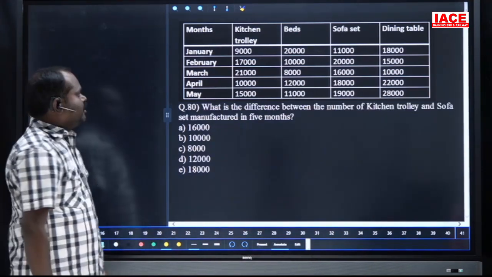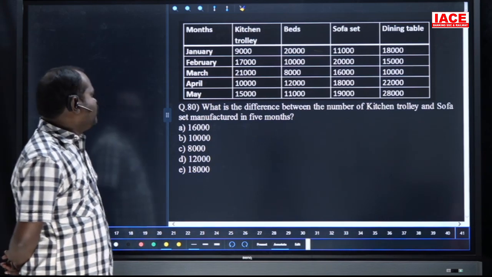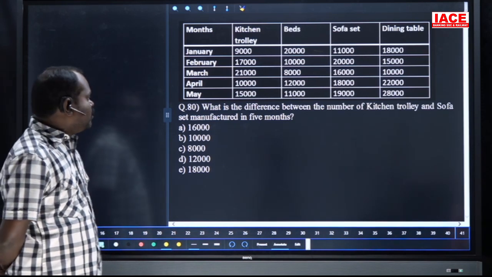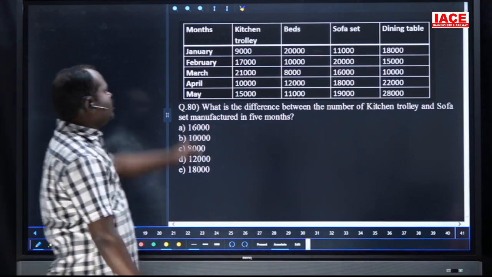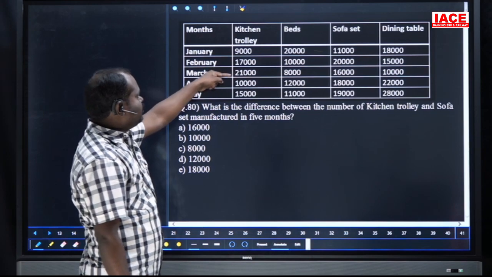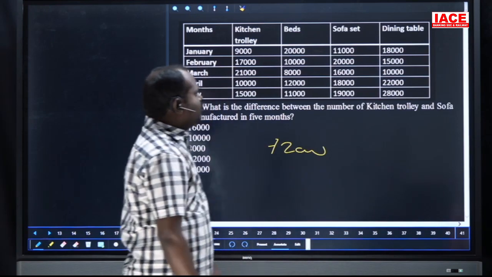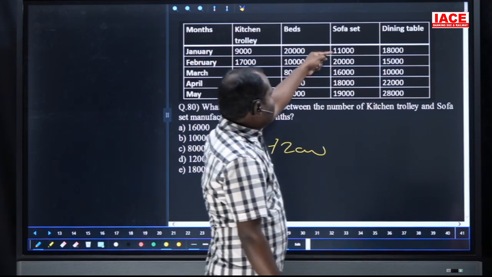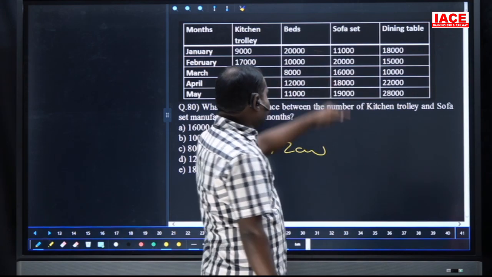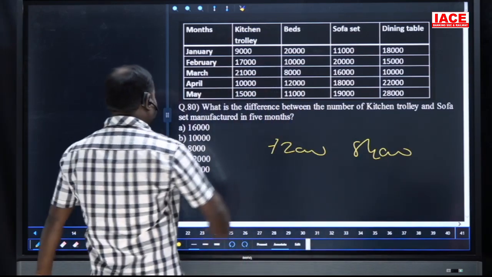Next, 80. What is the difference between the number of kitchen trolley and sofa set manufactured in 5 months? The question is asking the difference between the kitchen trolley and sofa set of 5 months. Kitchen trolley overall: 17 plus 9, 26, 47, 57, 67, 72. And sofa sets: 11 plus 20, 31, 37, 47, 57, 65, 75, 84. 72 and 84, so the difference is 12,000.